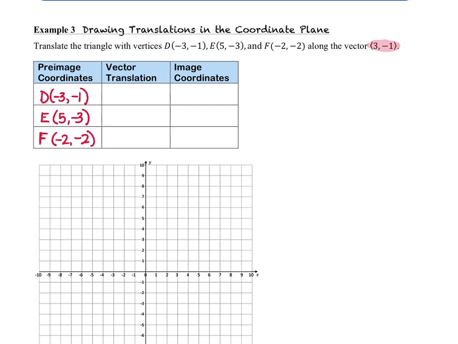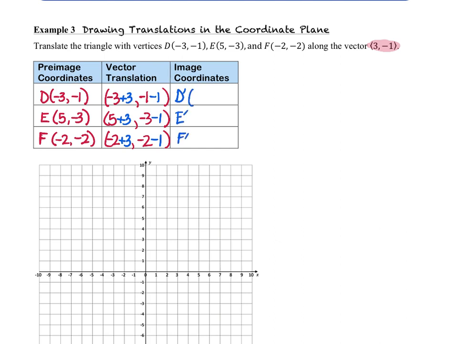So we see that we're going to have a +3 in the x direction and a -1 in the y direction. So we can write the coordinates down again, but leaving some space in between to be able to indicate the change that's taking place. So again, +3 in the horizontal direction and -1 in the vertical direction. So that's going to allow us to come up with the coordinates of D prime, E prime, and F prime.